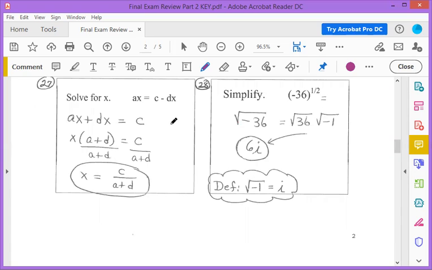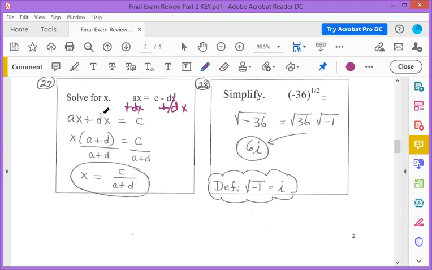All right, let's look at number 27. We're solving for x. We have ax equals c minus dx. Now for solving for x in this case, you see we have two terms that have x in them. We need to bring those two terms together. So we add dx to both sides of the equation. When we add dx to the left side, we get ax plus dx. When we add dx on the right side, they cancel, leaving c.